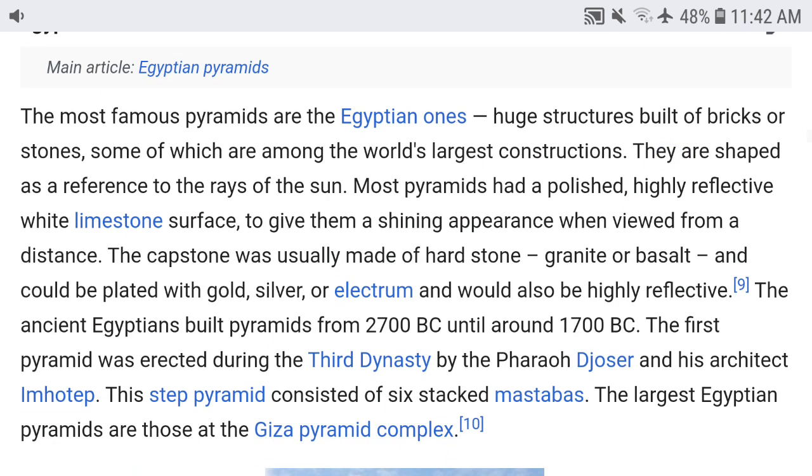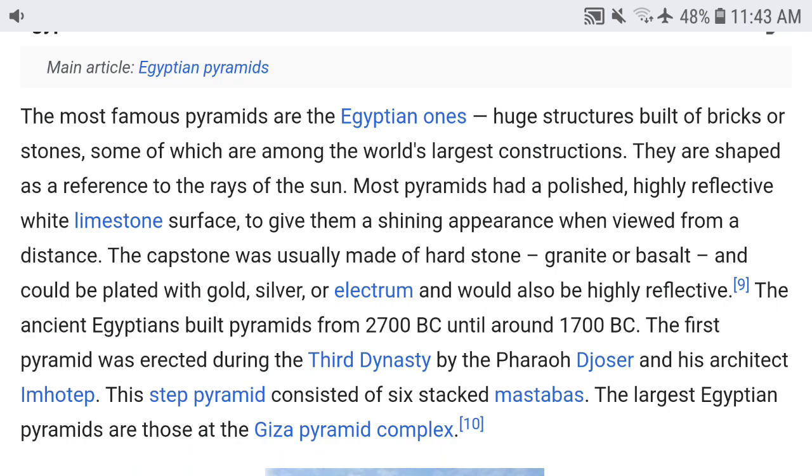The capstone was usually made of hard stone, granite, or basalt, and could be plated with gold, silver, or electrum, and would also be highly reflective. Oh yeah, because of that as well, right? Because of the smooth, reflective surface, it can reflect sunlight and make it again glimmering, shining, whatever you want to call that.